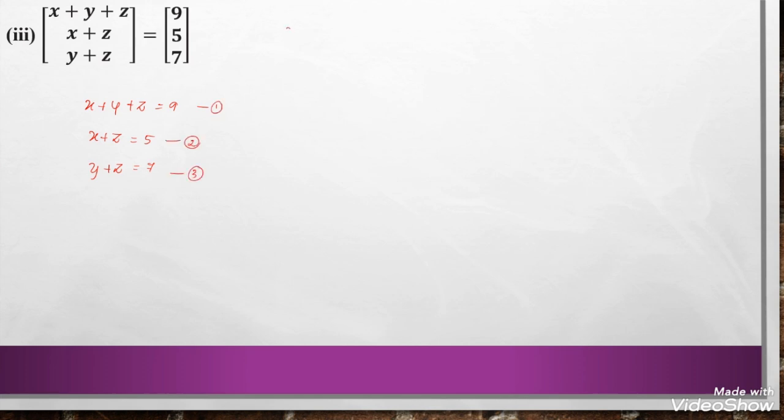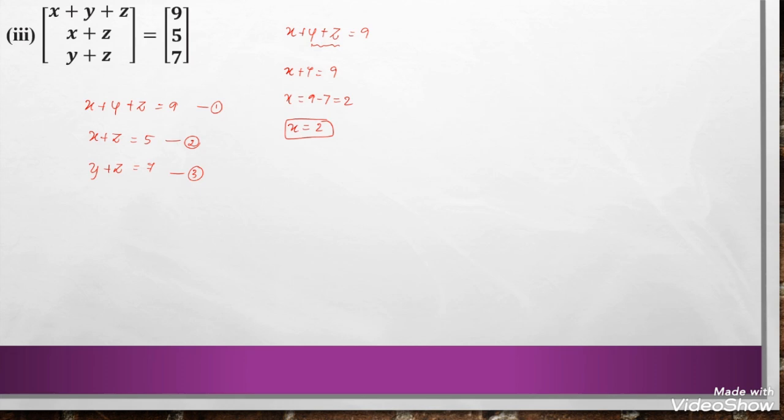First, just consider the equation x plus y plus z is equal to 9. Here, by using the third equation, y plus z can be taken as 7. Simply substitute y plus z as 7 in that, 9. You will get the value of x. X is equal to, take 7 on this side, 9 minus 7 becomes 2. So the value of x becomes 2.